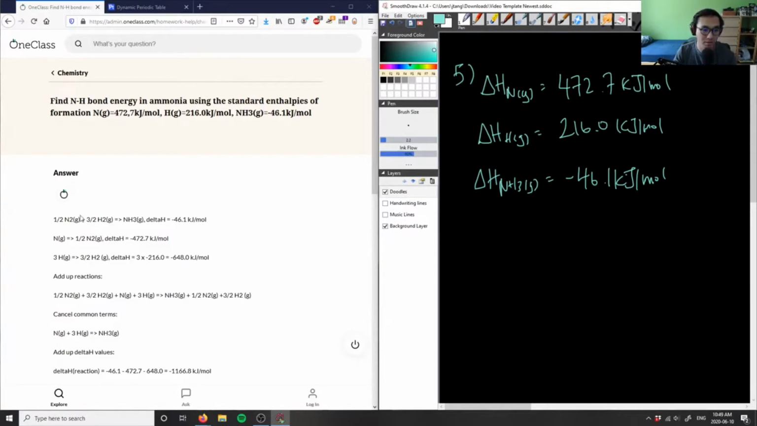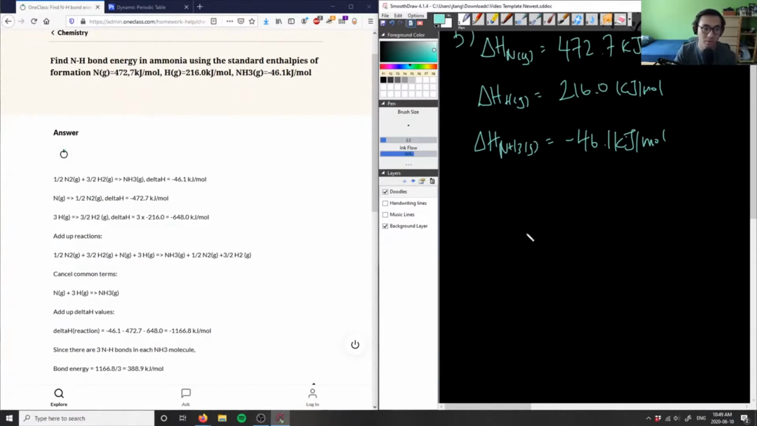What they're doing here is writing out the balanced chemical equation, which is great. So we can do that here. We have N2 plus H2 gives us NH3. We have to add a 2 here to balance that, and then add a 3 here to balance the hydrogens. So I have 2 nitrogens and 6 hydrogens on this side, and 2 nitrogens and 6 hydrogens on this side.